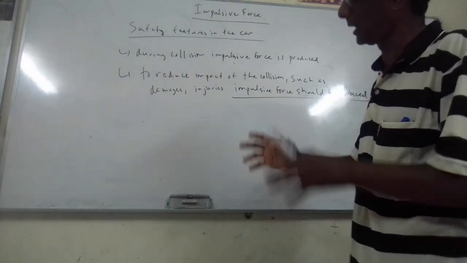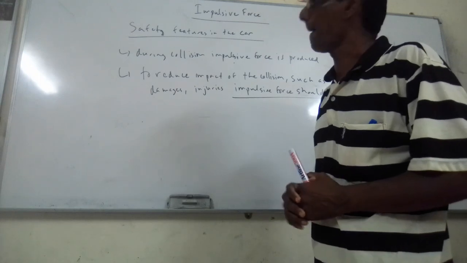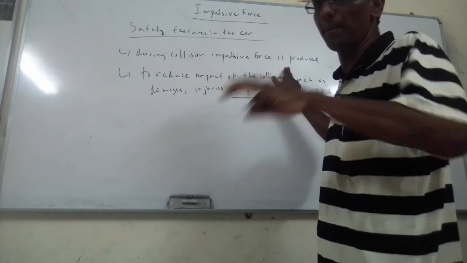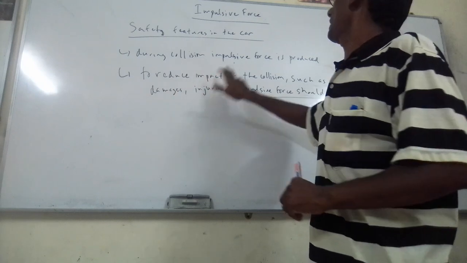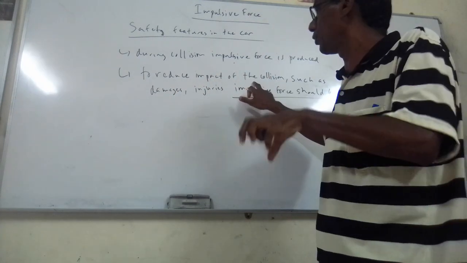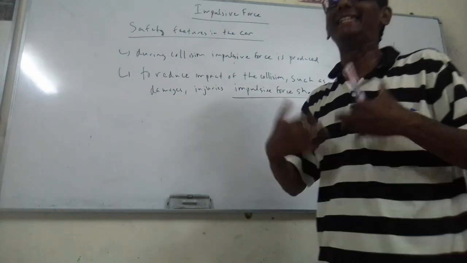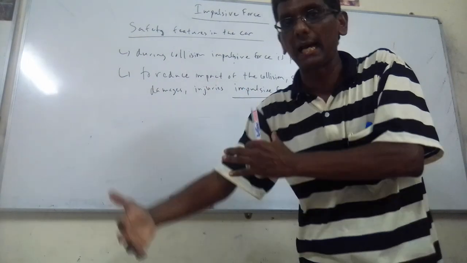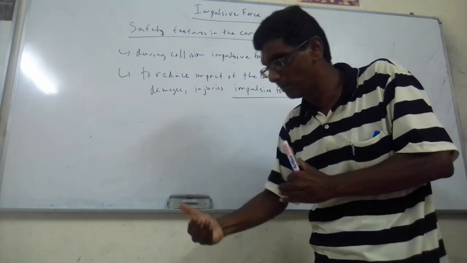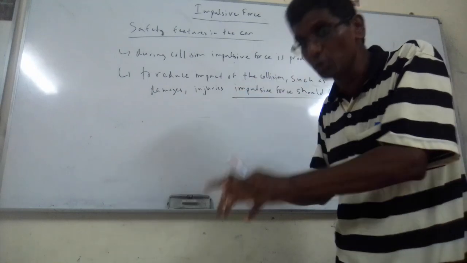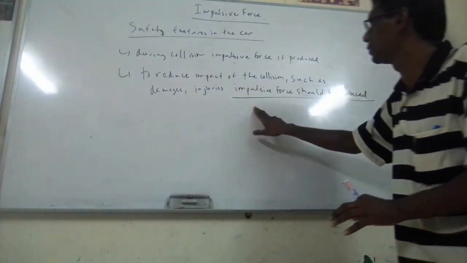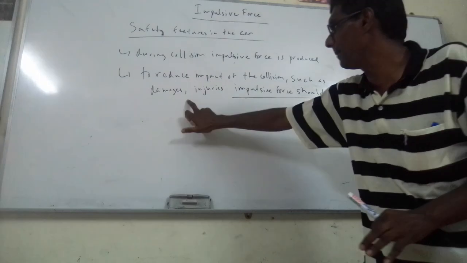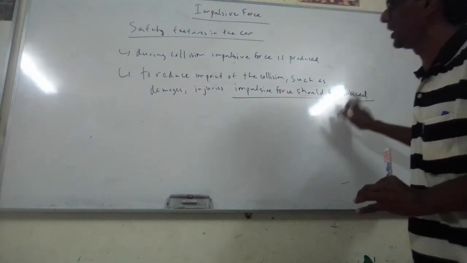I repeat again. In the safety features of the car, during collision, impulsive force is produced. The impact of the collision means damages, injuries, or even death. To reduce the impact of the collision, you must reduce the impulsive force.